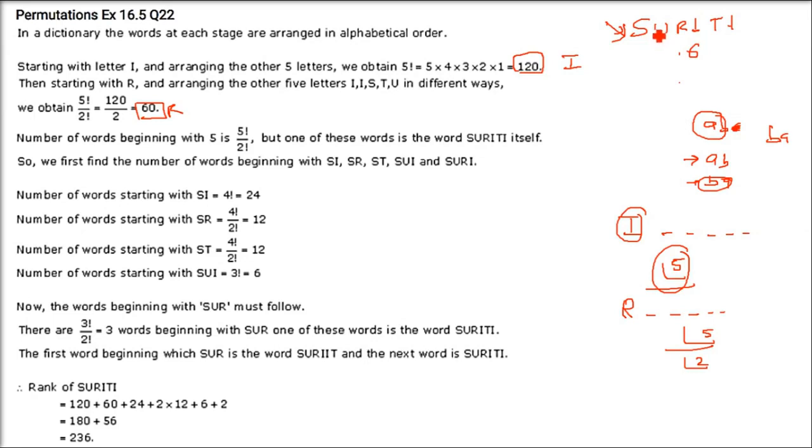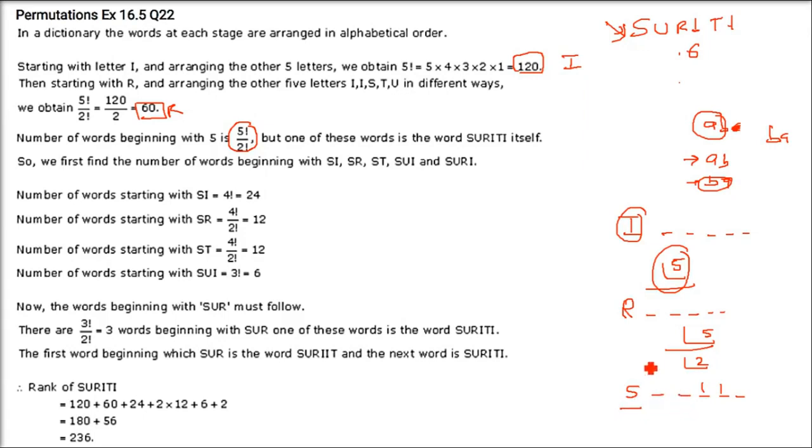See, we have already done with I. We are already done with R. Now coming to the next one. What will come? Now you will start with S. But when you start with S, there are five other members, and I will come 2 times. So factorial 5 by factorial 2, right? Now the number of words beginning with S is factorial 5 by factorial 2, right?